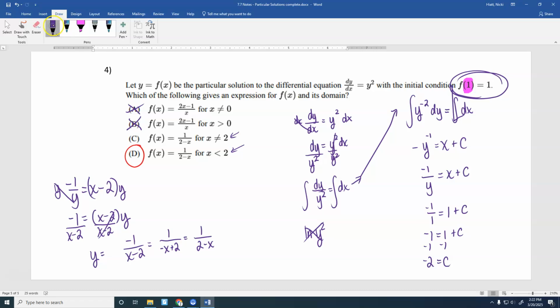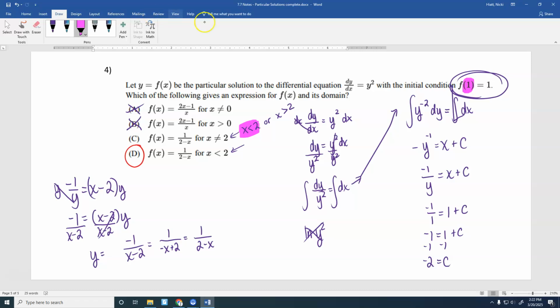Since x cannot equal 2, that means either x is less than 2 or x is greater than 2, right? And we've got to pick one of those. Since the number you're plugging in is 1, you want to pick the part where that number falls. We're going to pick x is less than 2 because 1 is less than 2, and D is going to be our answer.